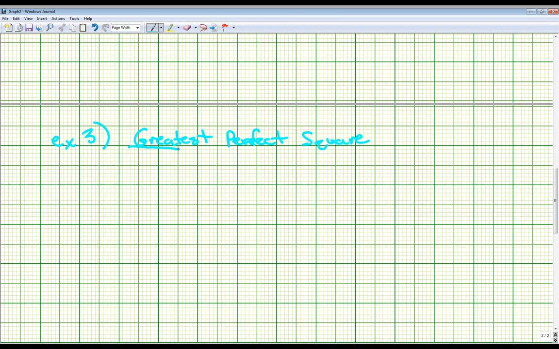And so on a test or anything in a class, if you were asked to find the greatest perfect square, these are the steps you would take. The first thing is to write your number big at the top, just like we did when we did our prime factorization. And we're going to go ahead and factor this out using the tree model.